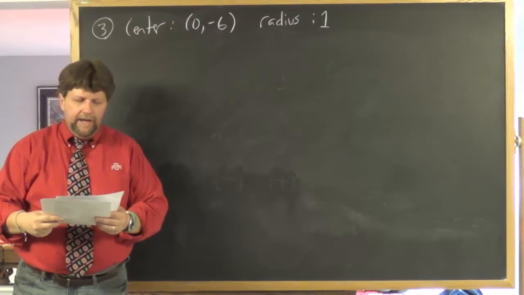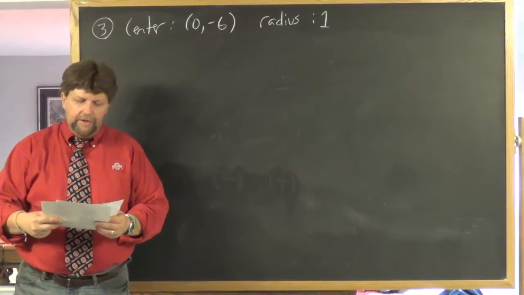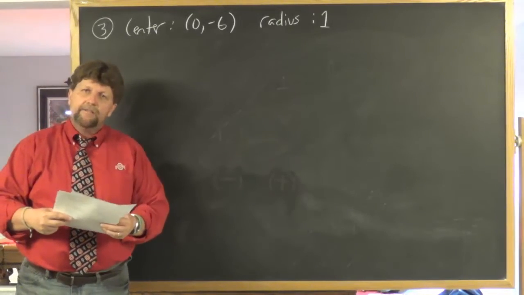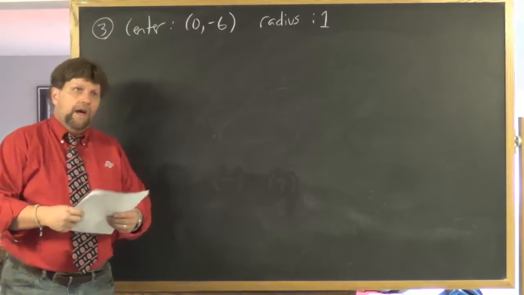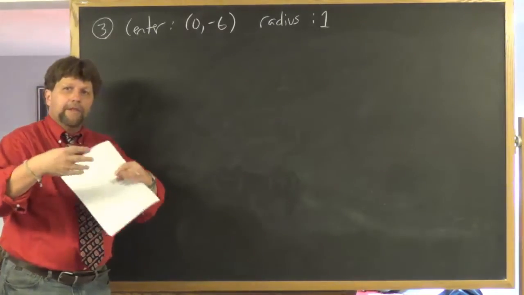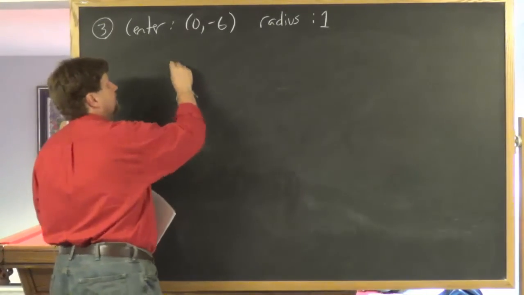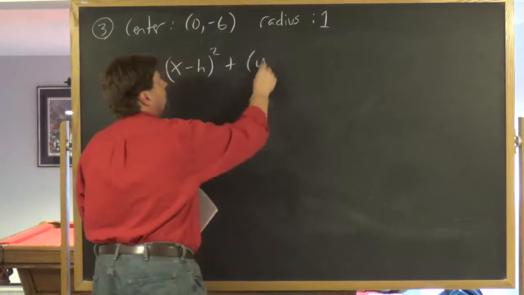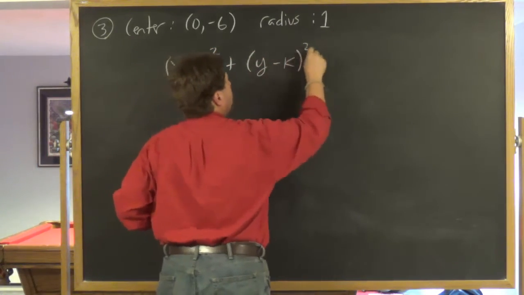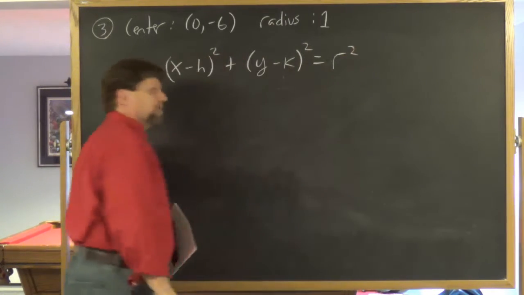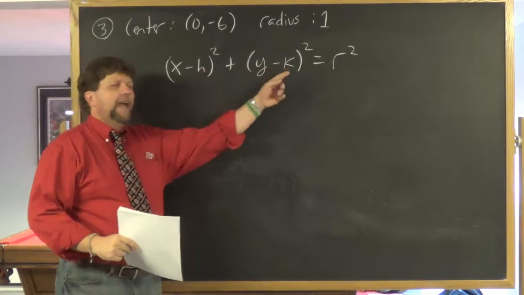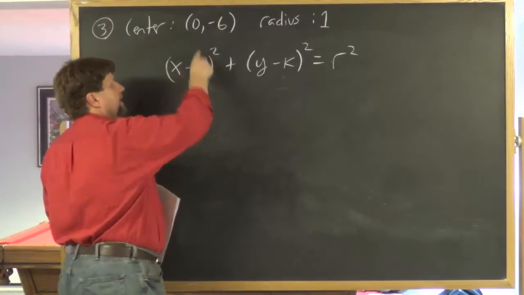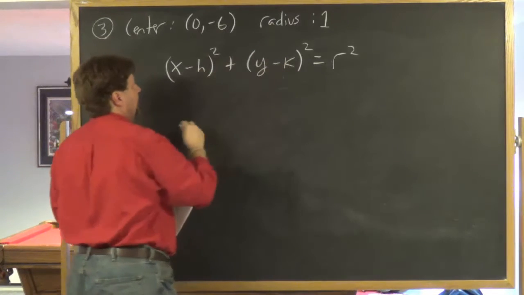Alright, hey, in number 3 I asked you to find the standard form of the equation of a circle that has a center at (0, -6) and a radius of r equals 1. Recall that the standard form looks like this: (x - h)^2 + (y - k)^2 = r^2, where (h, k) is where the center is located. So 0 is h, -6 is k.